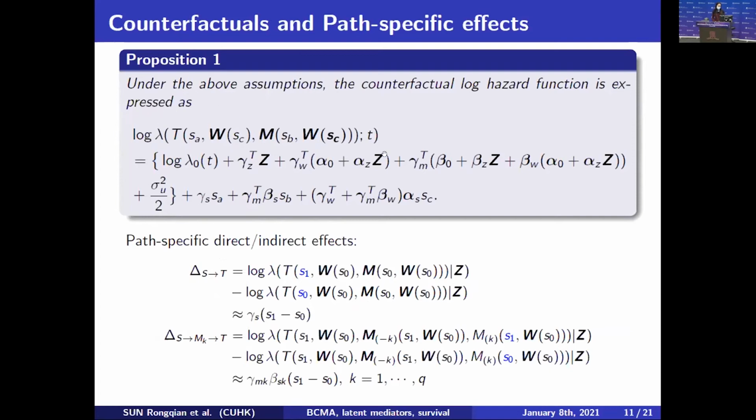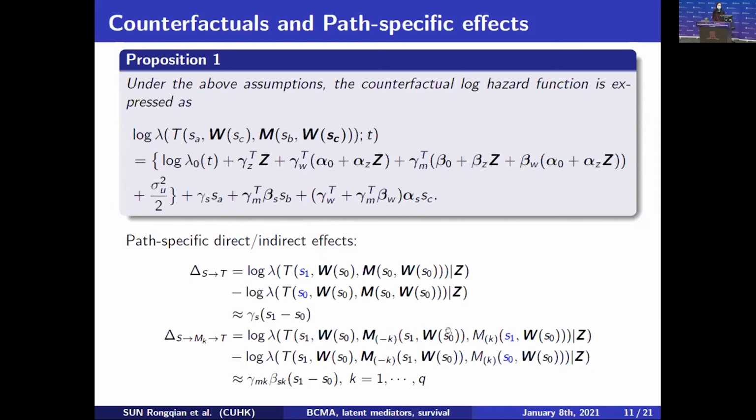So based on these counterfactual log hazard functions, we can express our path-specific causal effects as the difference between certain two potential values. Like here, delta from S to T is the direct effect of this exposure S. As we can see here, all the mediators are fixed at certain levels, and only the level of the exposure is allowed to vary. And delta from S to Mk to T is the indirect effect that is implemented through only the kth latent mediator Mk. Again, the exposure and all the other mediators are fixed, and only the level of this kth latent mediator Mk is allowed to vary.